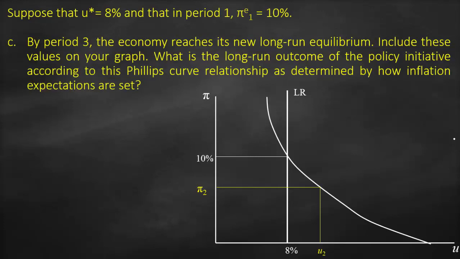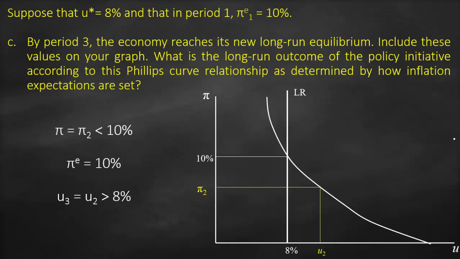By period 3, the economy reaches its new long-run equilibrium. Include these values on your graph. What is the long-run outcome of this policy initiative according to this Phillips curve relationship, as determined by how inflation expectations are set? So we know that our inflation will be equal to inflation 2, which is lower than 10%. Therefore, our expected inflation will be 10%.